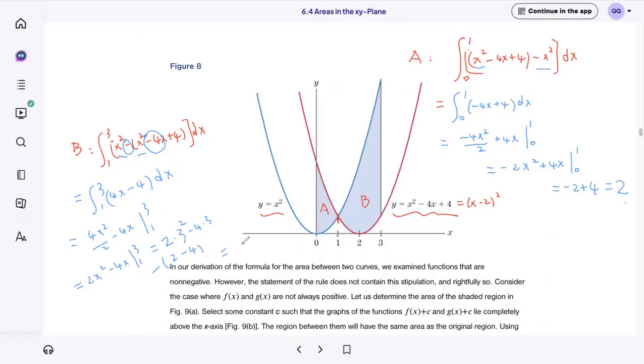3 squared is 9. 2 times 9, 18. 18 minus 12. Then minus (2 minus 4), that's negative 2, so negative 2 becomes plus 2. So we have 18 plus 2, we have 20, or negative 12 plus 2, that's negative 10. 18 minus 10, we get 8. So the area here is 2, the area here is 8, so 2 plus 8. The area in between those two functions from 0 to 3 is 10.